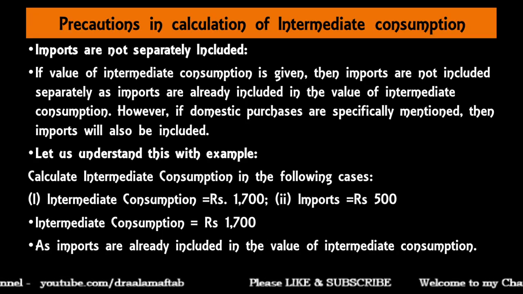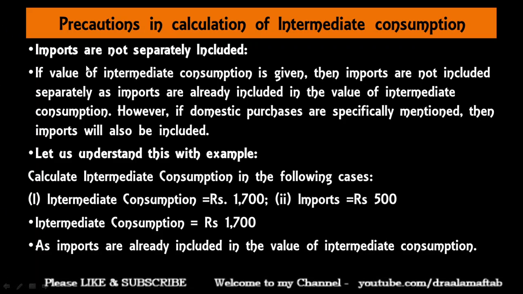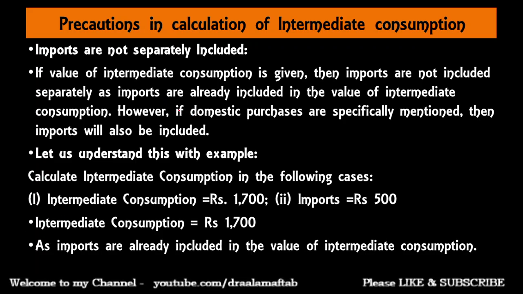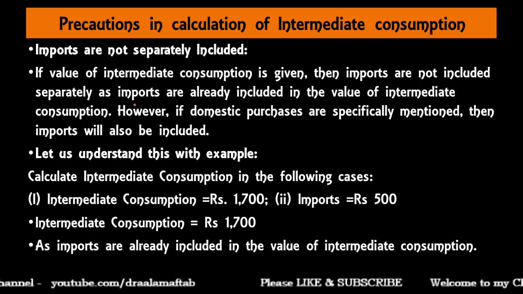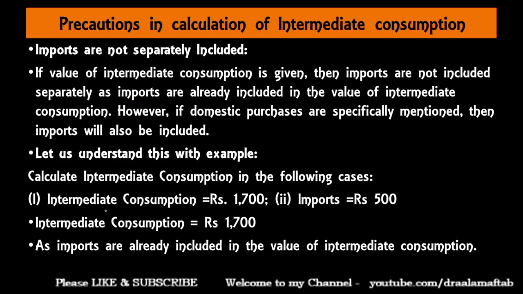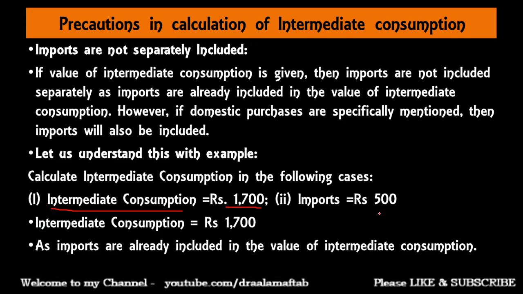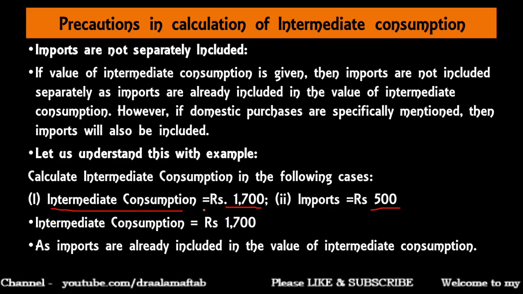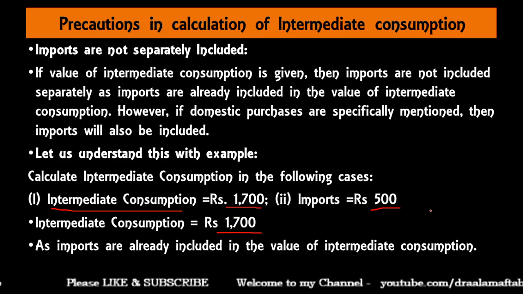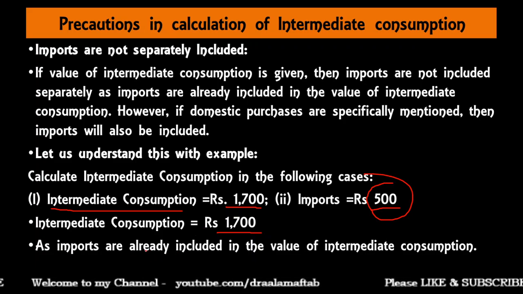Now, some precautions while calculating intermediate consumption. Imports are not separately included unless and until it is explicitly given. If it is not explicitly given, it should not be added. So you can take an example here. You can see intermediate consumption 1700 crores and imports 1500. So here it is not explicitly given, so intermediate consumption will be equal to 1700 only. You need not add this value, because it is not separately given.